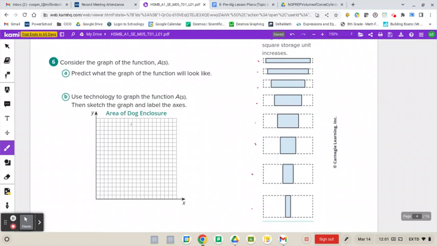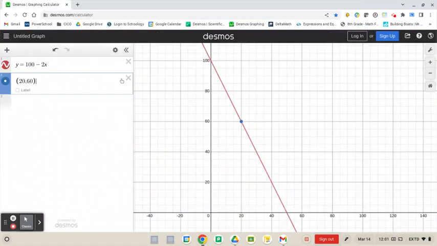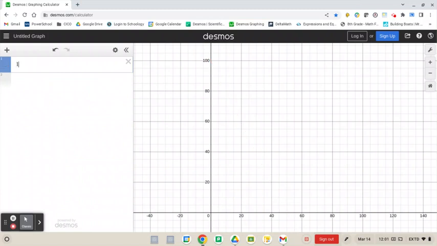Okay, so let's take our area. This is leading us into, you guys just formed a quadratic equation. You just don't know it, okay? So let's, in here, I'm going to type in y equals 100s minus 2s squared.